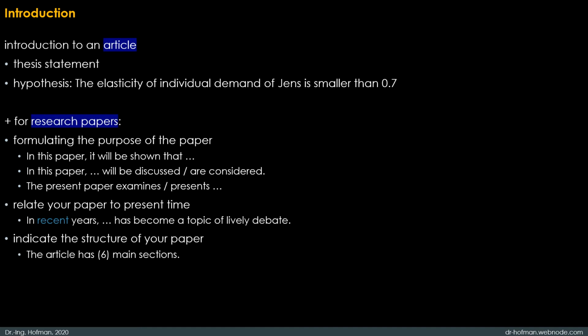Lastly, indicate the structure of your paper. The article has 6 main sections. Firstly, we shall examine the question of. The next section briefly outlines. After a short discussion of, an overview of will be given. Or this will be followed by. The final section will present. I or we shall then go on to suggest.